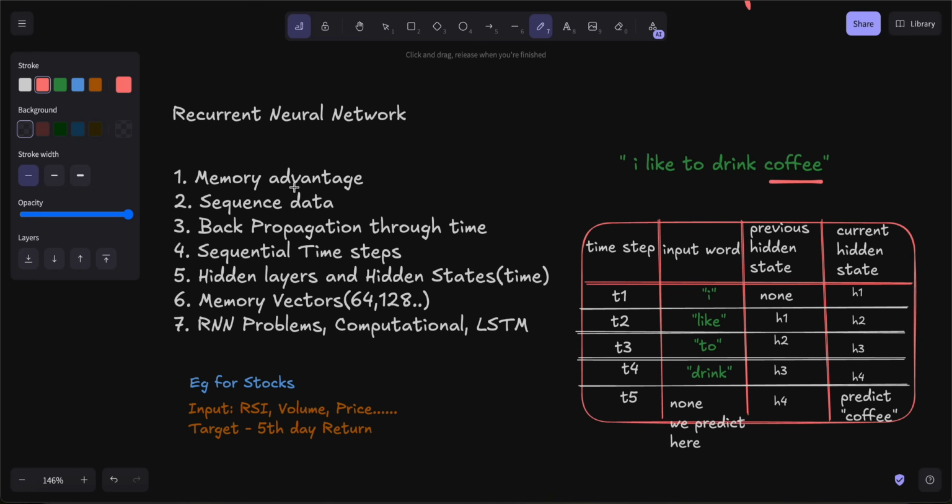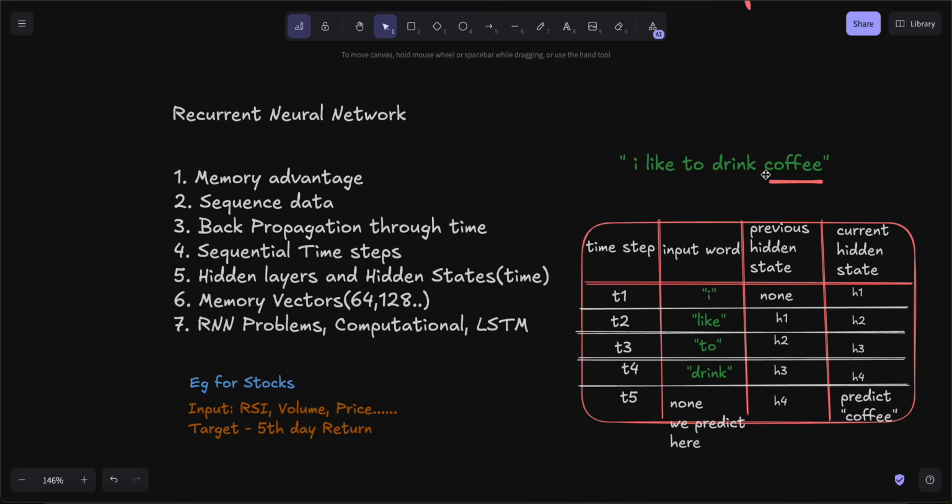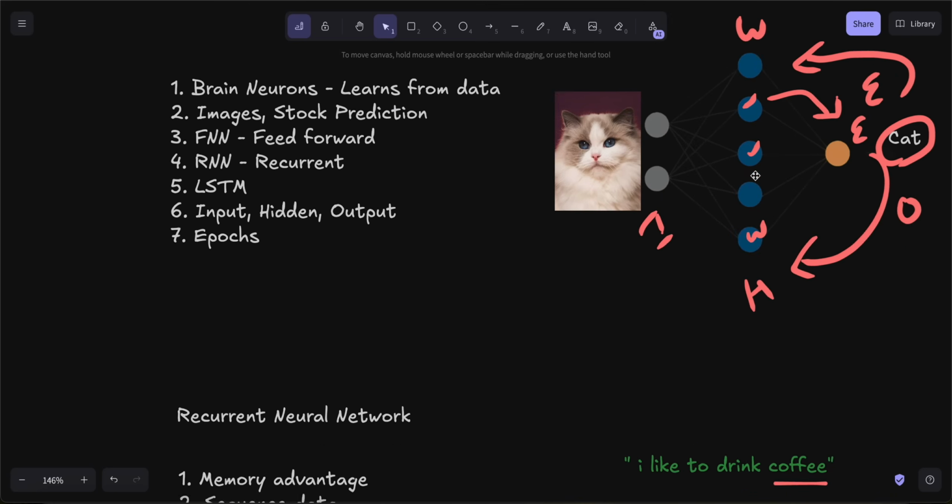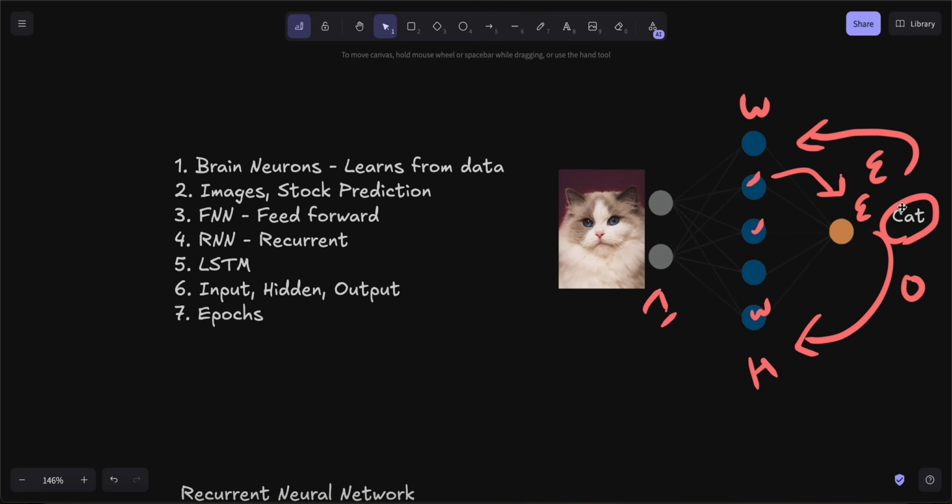It has the prices of yesterday, the day before yesterday, and all those things. Or you've got a sequence like a sentence, I like to drink coffee, and we can use that to predict the word here, coffee. I like to drink coffee. And the thing we said earlier, when I go back from the cat after the error and check back the weights, that's called back propagation. And after that, when it goes forward, it is called forward propagation.